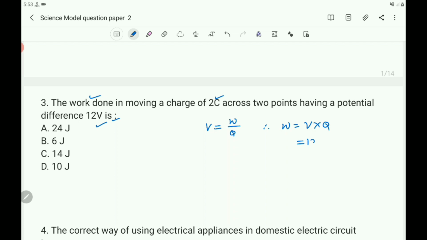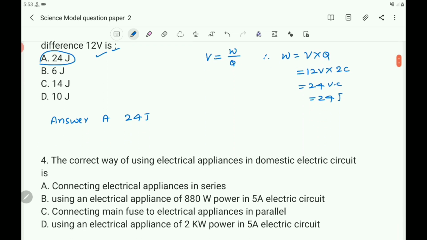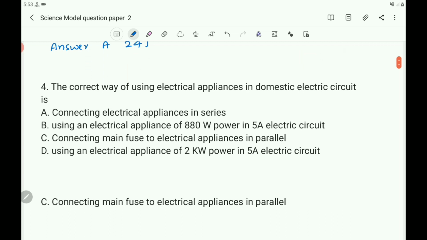Work done is V, that is 12 volt, and Q is 2 coulomb, that is 12 2s are 24 VC, that is equal to 24 joules of work. 24 joules of work is done here. How much work is done? 24 joules of work is done. Therefore you write the answer. Answer is A, that is 24 joule. Then you take fourth question.